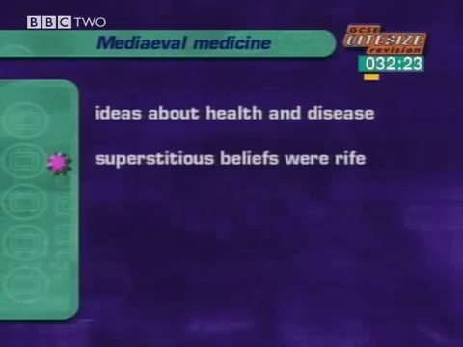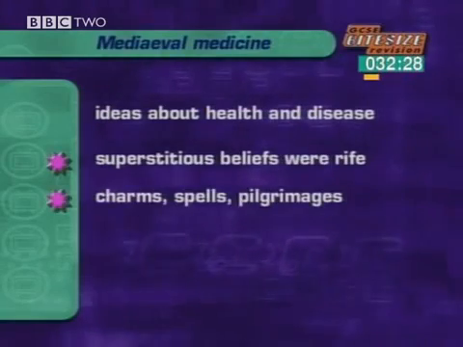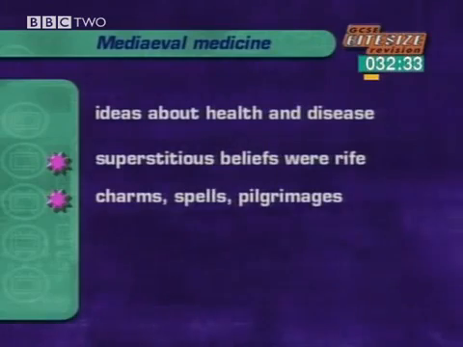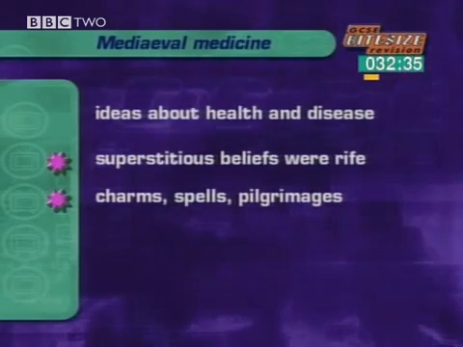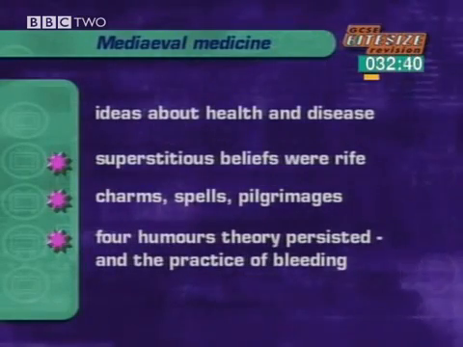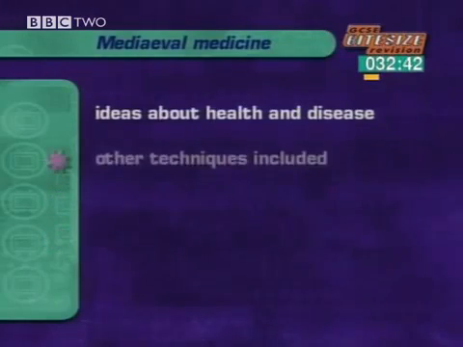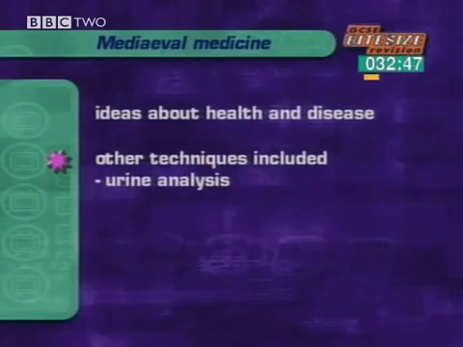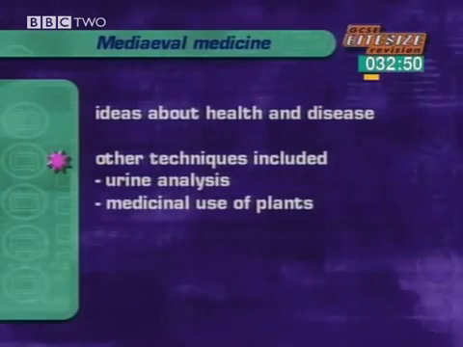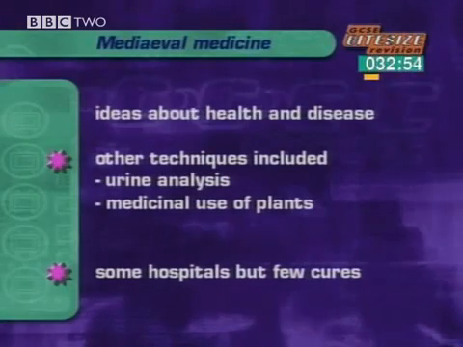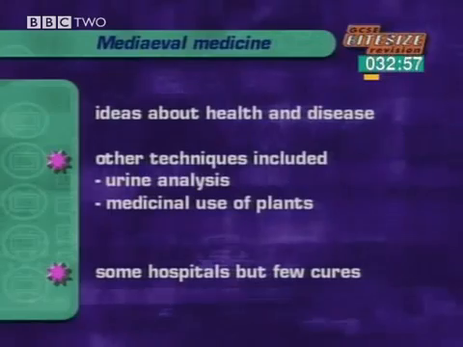On the one hand, magical, superstitious ideas were rife, including the belief in the efficacy of charms, spells, astrology, and pilgrimages to holy places in a search for cures. On the other hand, more natural, rational ideas such as the four humours theory persisted. Bleeding was a common treatment for all kinds of conditions, as was urine analysis, adopted from a misunderstanding of Hippocrates, and medicinal use of herbs and plants. There were some hospitals, usually in monasteries, but they offered food, a bed and prayers rather than hope of a cure.